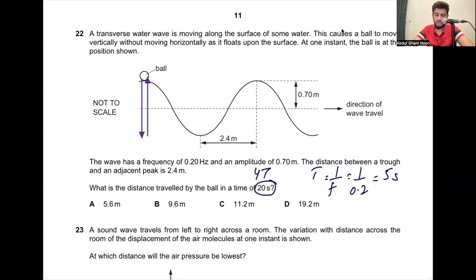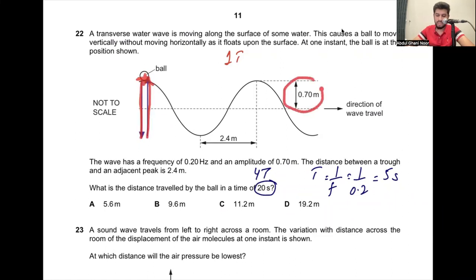So if the ball starts off at the crest, it will end up at the crest, but after 4 complete time periods. Now, the second thing is figuring out how much the ball travels in one time period. In one time period, the ball that starts off at the crest goes to the trough downwards and comes back to the crest.